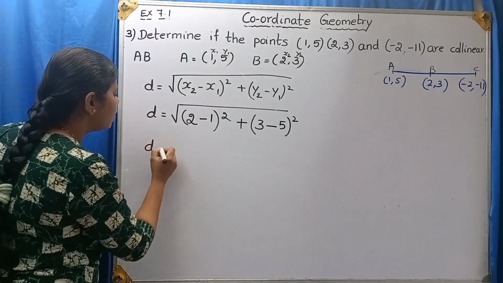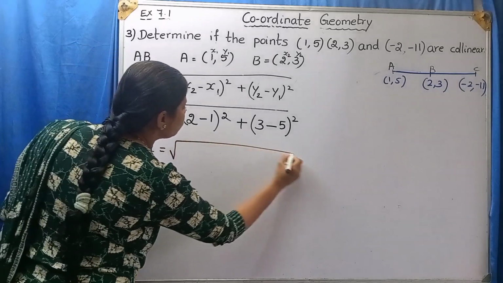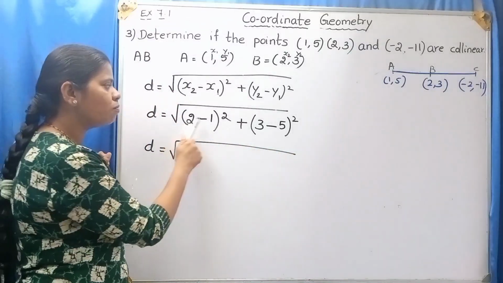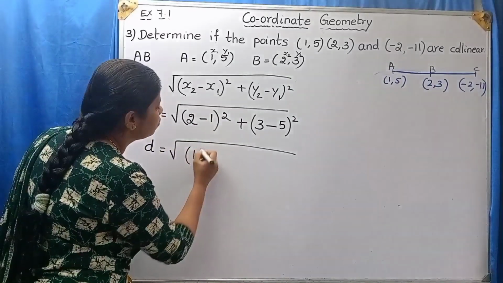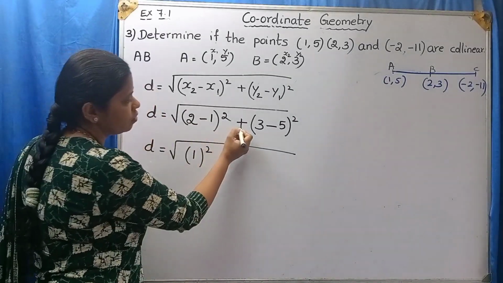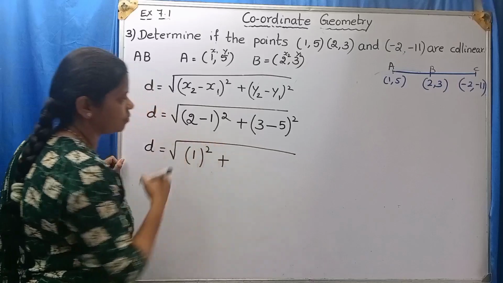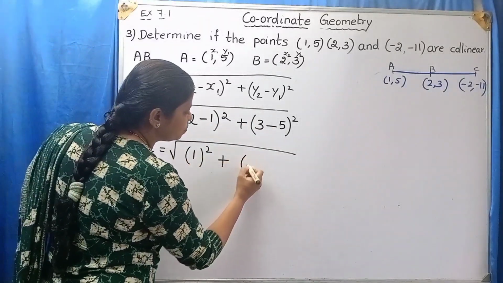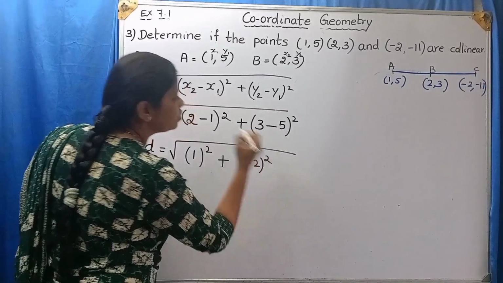D is equal to square root of (2 minus 1) the whole square. 2 minus 1 is 1, 1 the whole square, plus 3 minus 5, that is minus 2, the whole square.